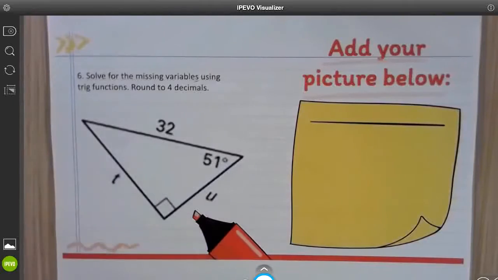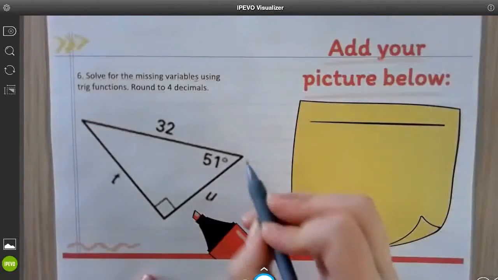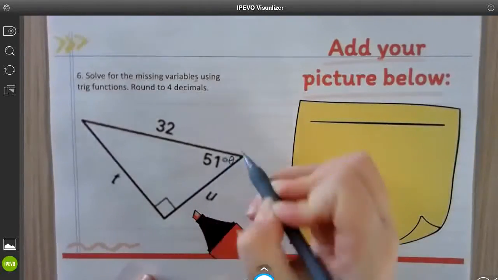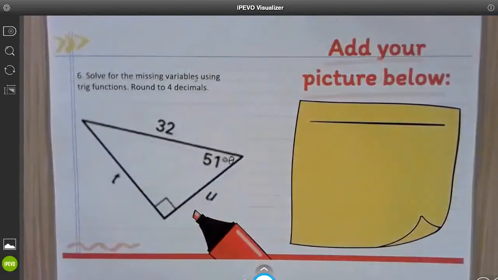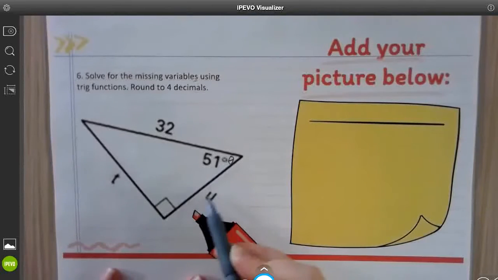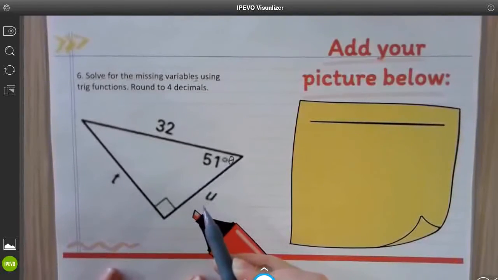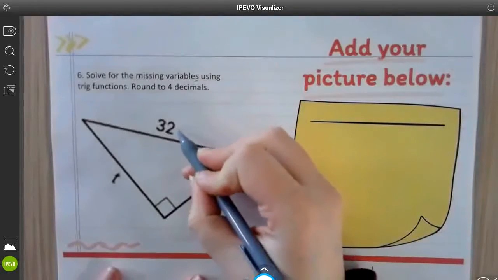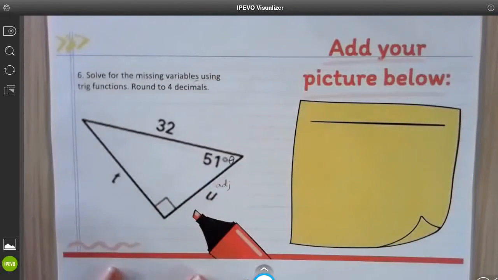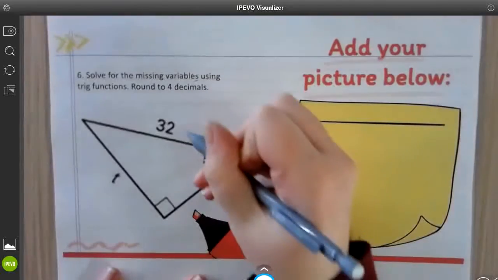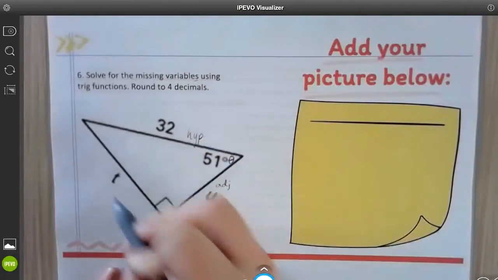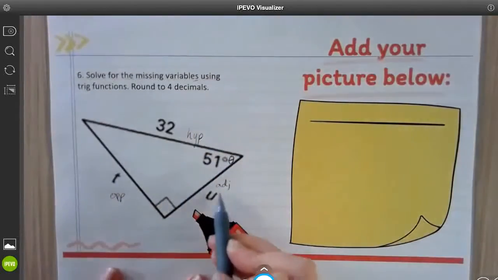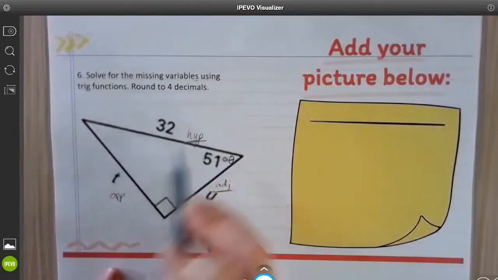Okay, so same starting point. We need to pick a theta. I'm going to pick 51 because it was given to me. And then we need to pick a variable to solve for first. I'm just going to pick u, and that's going to tell me what sides we have. So u is the adjacent side. And then I'm going to use the 32 because t is not going to help me. I need a number involved. That's the hypotenuse, and then obviously t will be the opposite. But for right now, we're just using adjacent and hypotenuse.